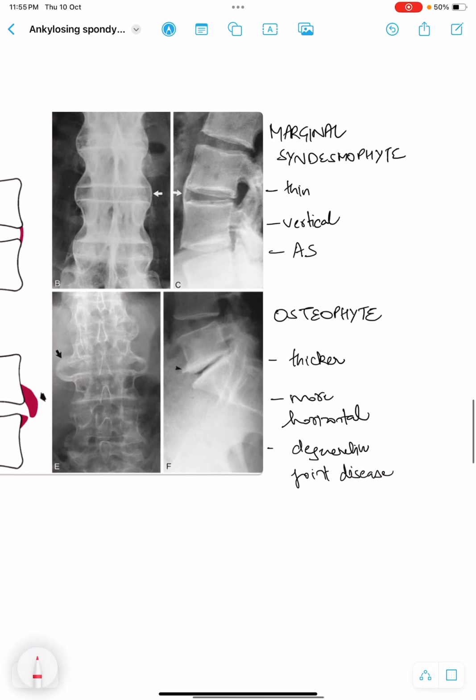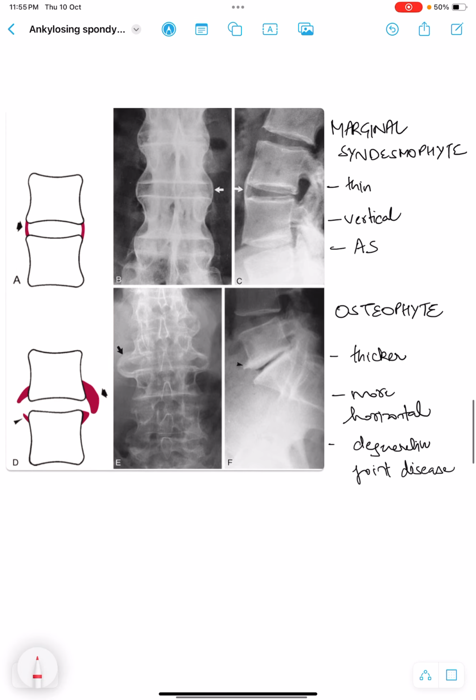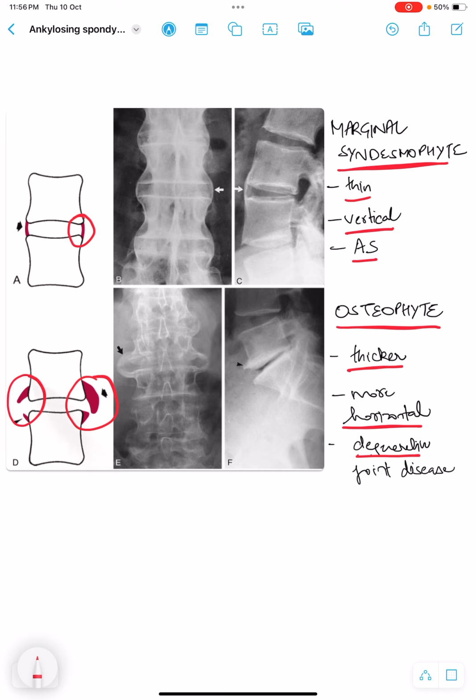Now let us see the difference between the marginal syndesmophyte and the osteophyte. The syndesmophytes are thin, vertical, and seen in ankylosing spondylitis. So here we see this is the syndesmophyte, which is thin and vertical. On the other hand, osteophytes are thicker, more horizontal, and seen in degenerative joint disease. Here we can see the formation of osteophytes. We can also see in the X-ray, these are the syndesmophytes and these are the osteophyte formation.